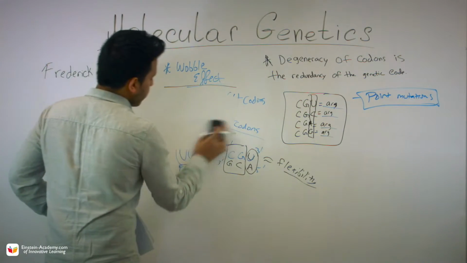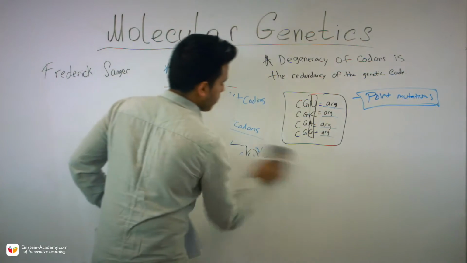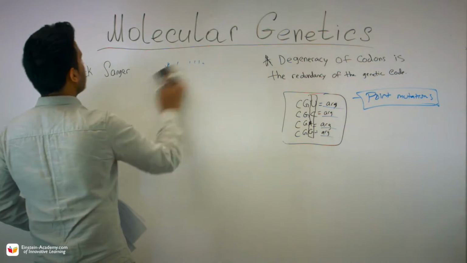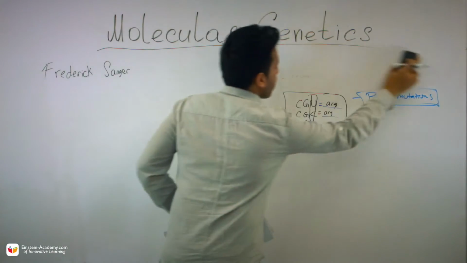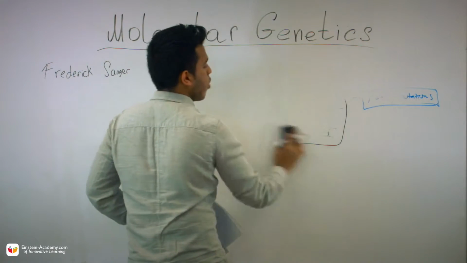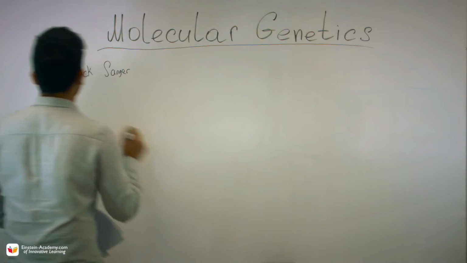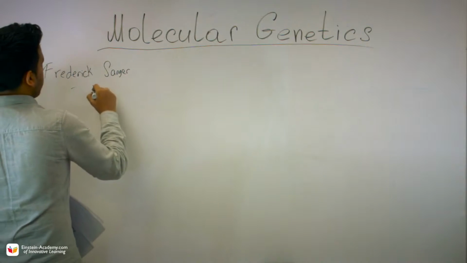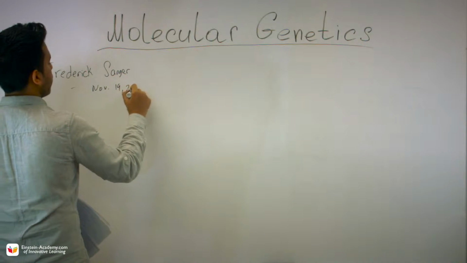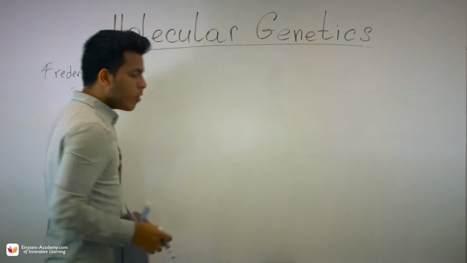Now, unfortunately, on November 19, 2013, Frederick Sanger passed away. He's a two-time Nobel Prize winning scientist, a genius, really. He died November 19th, which was just a few days ago. He won 2 Nobel Prizes.